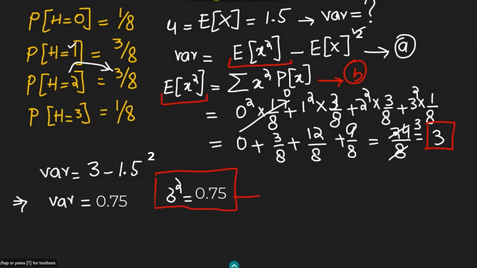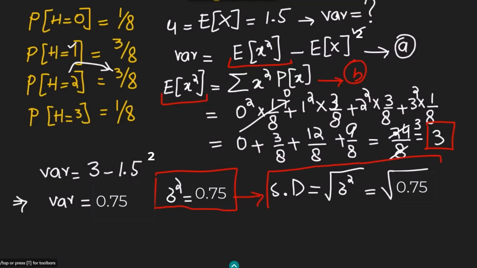In order to find the standard deviation, we have to take the square root of this sigma square, which is the square root of 1.5, and that is the answer for the standard deviation. So that's it for today, in which we have seen a numerical example which comprises different values or different probabilities for the different number of heads.